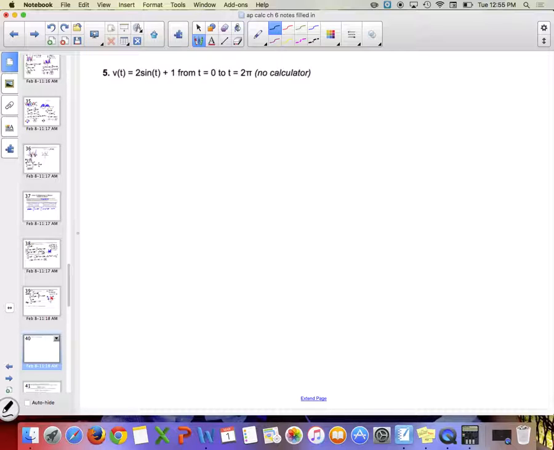All right, so this one is a non-calculator one. So sine and cosine aren't too bad to do without a calculator. So if I have v of t equals 2 sine of t plus 1, the hardest part about this is knowing what the graph looks like. Okay, do you guys all remember from pre-calc what this looks like? Some of you that have it fresh in your mind from summer pre-calc.